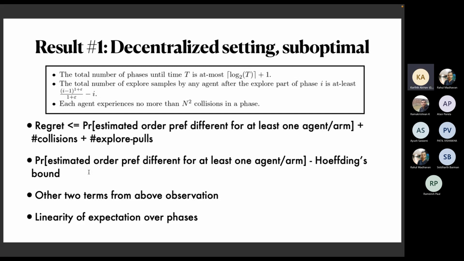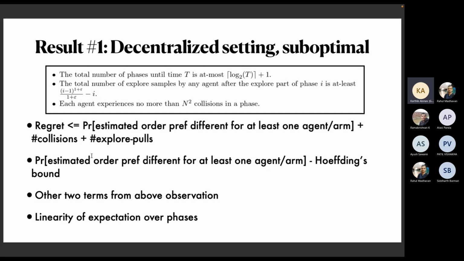And then the first term comes directly from Hoeffding's inequality. The number of collisions and the number of exploration pulls you can pretty much simply count based on epsilon and the definition of phase and so on. So at a high level, this is literally how the proof proceeds, which is again, as you would see, a lot of these proofs are fairly straightforward once you know basic tools in bandits, right? So the interesting parts here are actually the model and the algorithms, which is why I've kept the proof at a very high level.